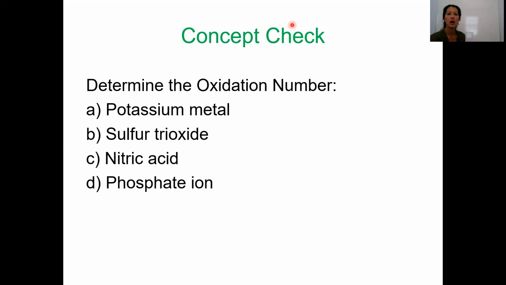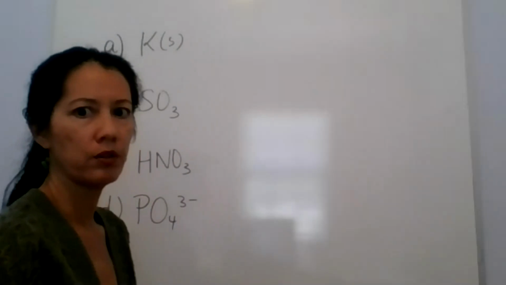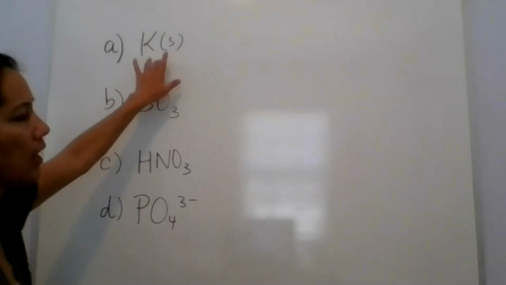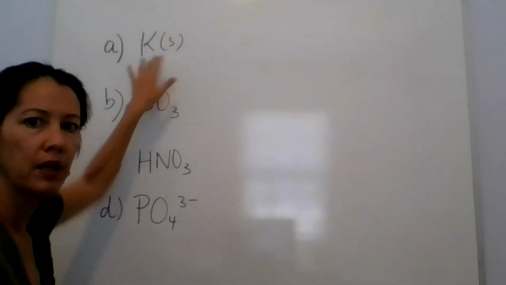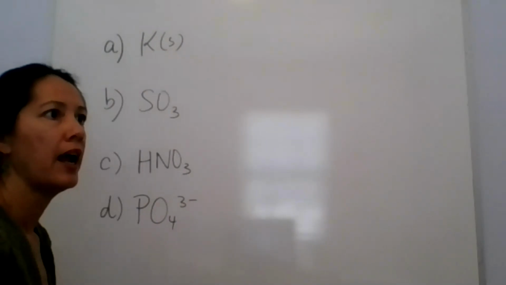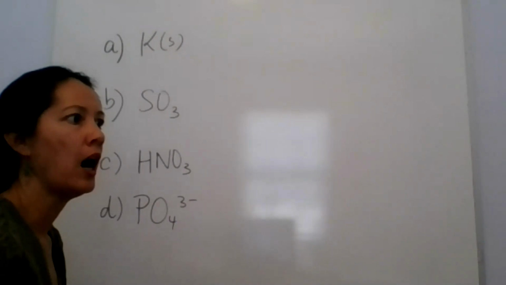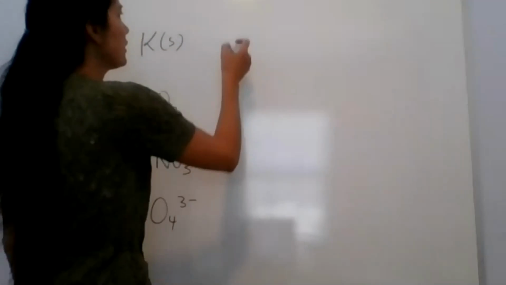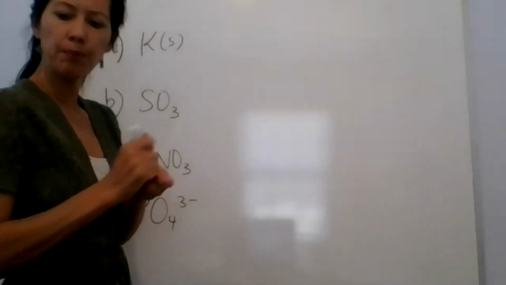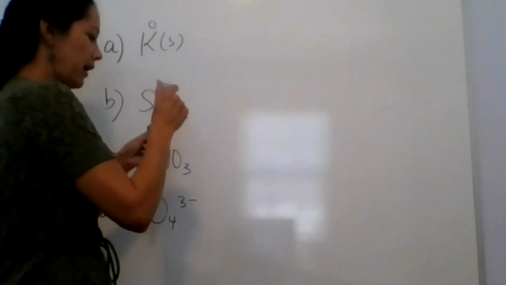I'm going to just show you this on the board so we can go through each of these. Anytime you have something in its elemental form, like a metal in its solid form, or say F2, I2, Cl2, Br2, N2, those are always going to have an oxidation number of 0. And I like to put the number on top just to help me track it.